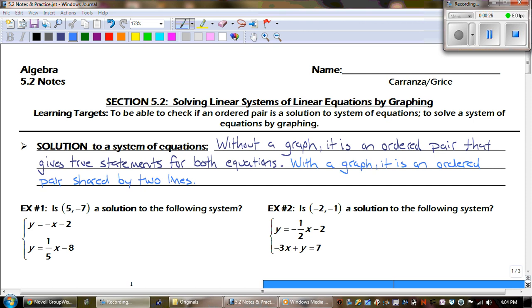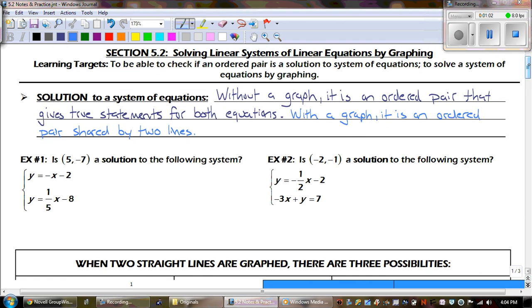The solution to a system of equations. Now there are two different things that we can do. Without a graph, it is an ordered pair that gives a true statement for both equations. And then with a graph, it is an ordered pair shared by two lines. If you need more time to write that, go ahead and pause the video.